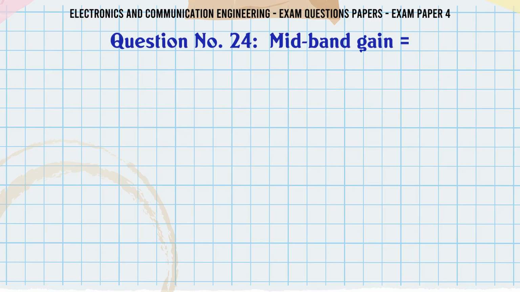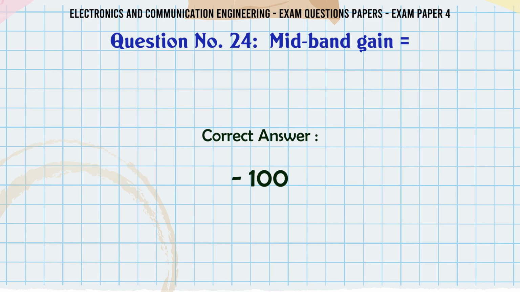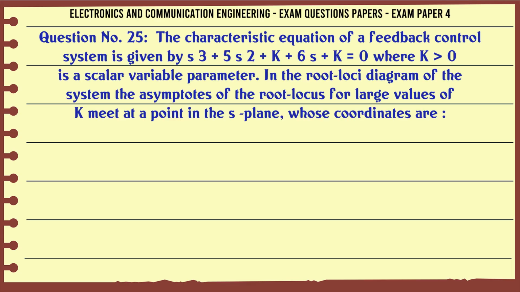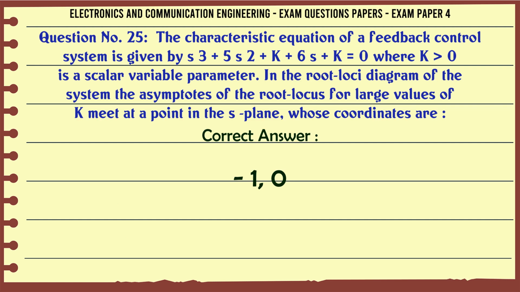Mid-band gain: A. 100, B. -100, C. 50, D. -50. The correct answer is 100. The characteristic equation of a feedback control system is given by s^3 + 5s^2 + (K+6)s + K = 0, where K > 0 is a scalar variable parameter. In the root-locus diagram of the system, the asymptotes of the root locus for large values of K meet at a point in the s-plane whose coordinates are: A. (-3,0), B. (-2,0), C. (-1,0), D. (2,0). The correct answer is -1,0.